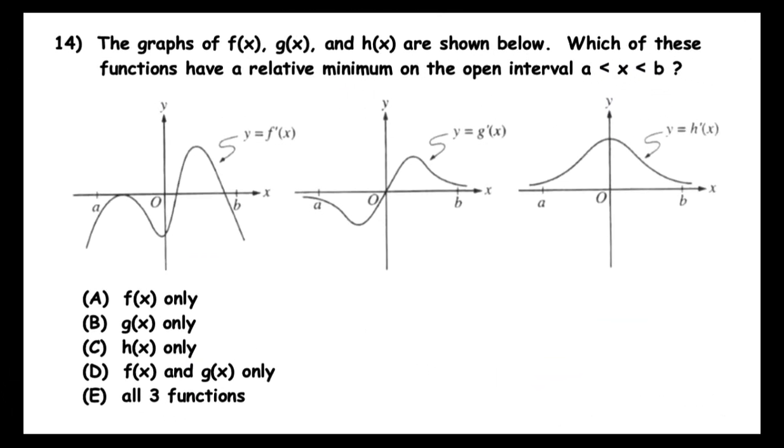Here's another multiple choice. It says the graphs of f of x, g of x, and h of x are shown below. Oops, you know what? I forgot the prime signs. Let me fix my own error here. Because clearly you can see that it's f prime, g prime, and h prime. And that is a big deal. So the derivatives are graphed.